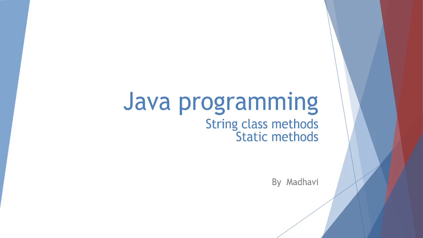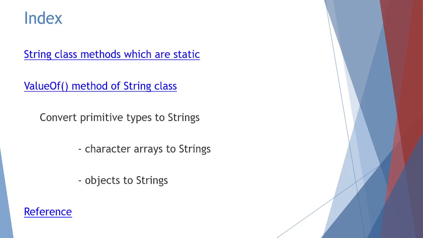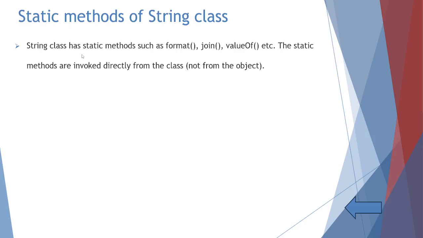In this video, I'll discuss some of the static methods of the String class. The contents are String class methods which are static in nature, the valueOf method of String class which converts primitive types to strings, character arrays to strings, and objects to strings. Let us see the contents.